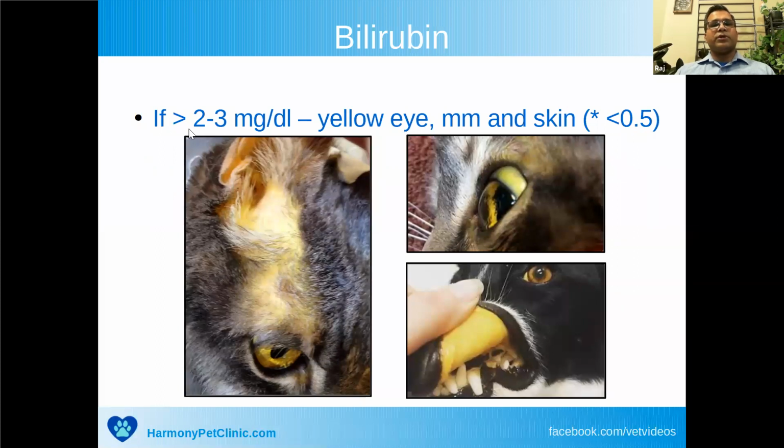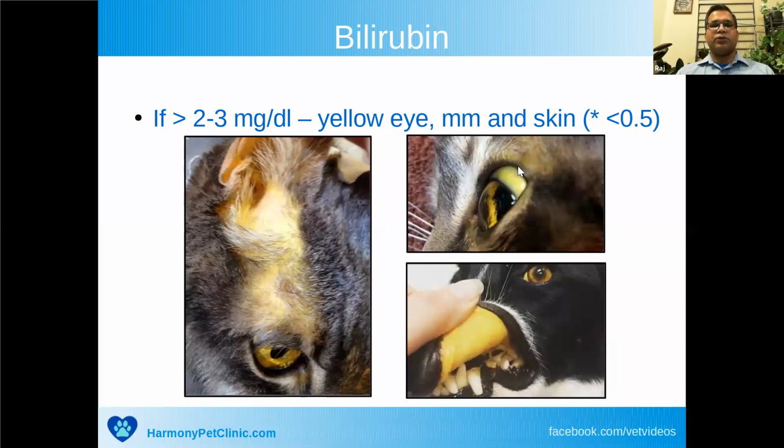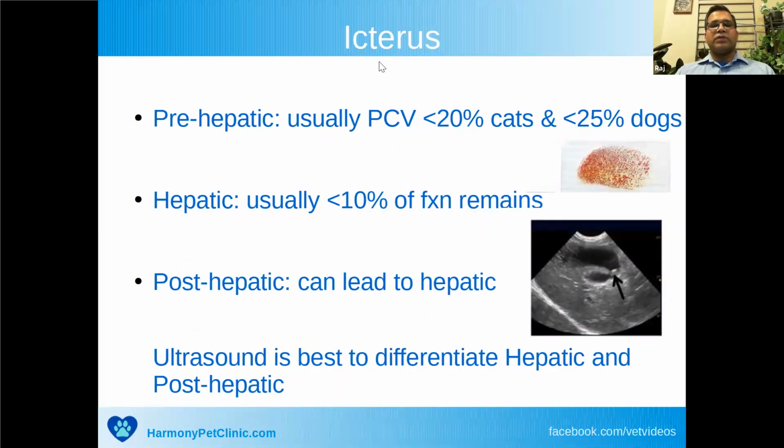If bilirubin increases to more than 2 to 3 milligrams per deciliter in blood, we'll see yellow eyes, yellow mucous membranes, and yellow coloration of the skin. This is the normal range of bilirubin. I'm putting this so that in case in India we do use different units. We'll see the yellow when they are increased more than 2 to 3 milligrams per deciliter in blood. That condition is icterus or jaundice, and icterus can be prehepatic, hepatic, and posthepatic.